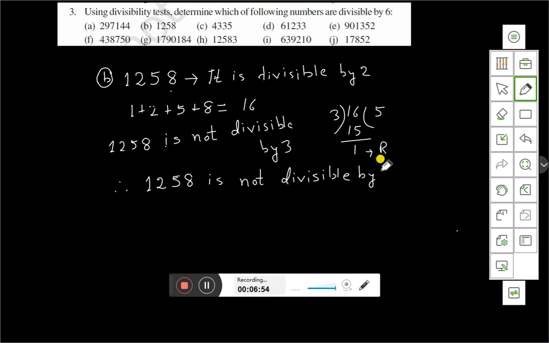Then we can say that 1258 is divisible by 2 since the last digit is 8. And if we add all the digits, 1 plus 2 plus 5 plus 8 is equal to 16. Right? And 16 is not divisible by 3. Since the number 1258 is divisible by 2 but not divisible by 3, therefore the number 1258 is not divisible by 6.